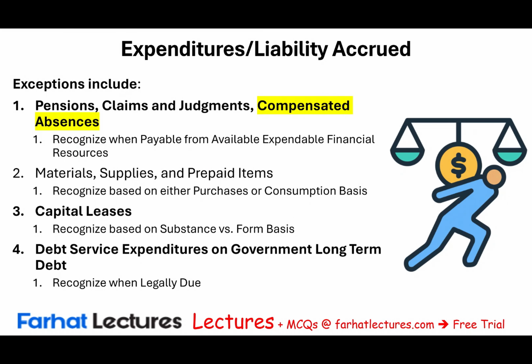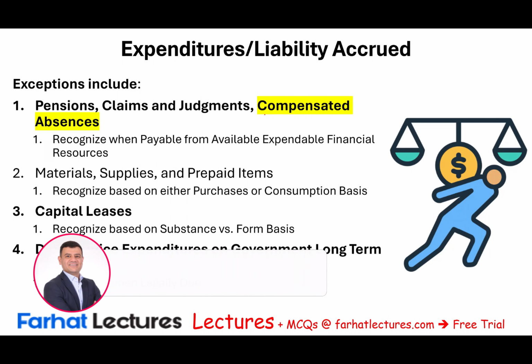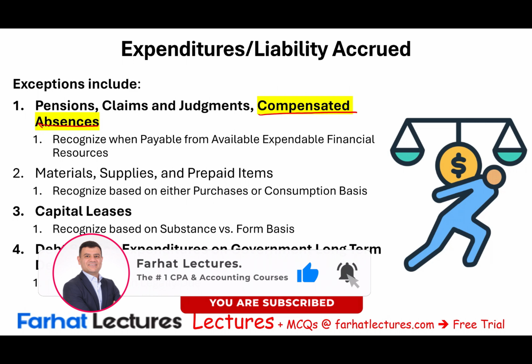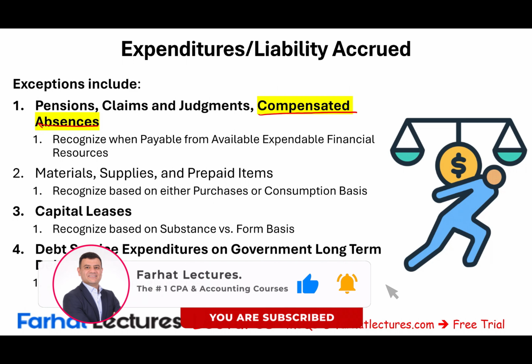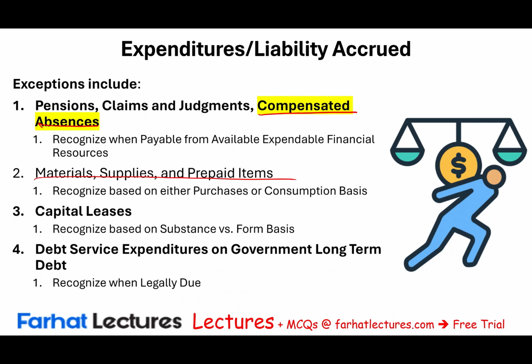This is Farhat, in which we would look at certain expenditure that require special attention. In other words, they deviate a little bit from the general rules. Specifically, in this session, we will focus on what we call compensated absences. Now, we would look at all of them: pension, claims and judgments, material, supplies and prepaid, capital asset, debt service expenditure, capital asset acquisition, on all of them. But today, we'll focus on one topic only, and that's compensated absences. Let's go ahead and get started.